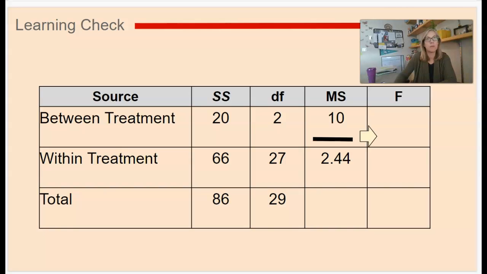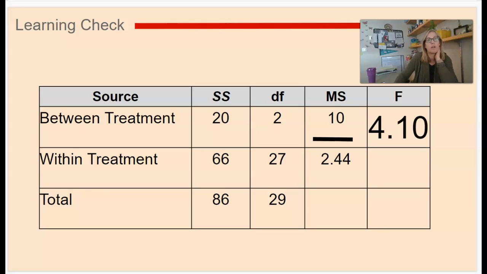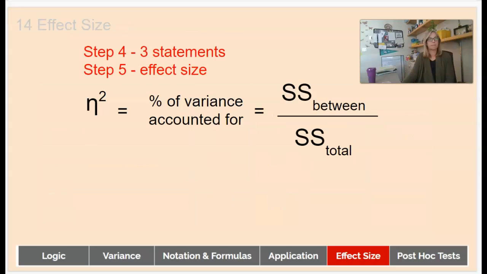So again, you could also be looking at the handout that goes through the 5 steps. We calculated the variance between and the variance within, and now we're going to get to F, which is taking your variance between over your variance within. So 10 over the 2.44 is going to give us our F value. So this is our F value in step 3 that we then would compare with our critical value we got in step 2. So we can go ahead and take a moment to review our findings.